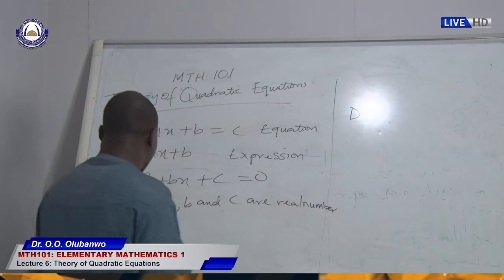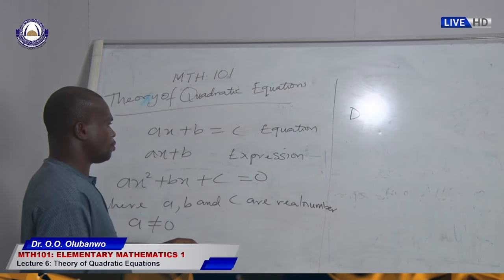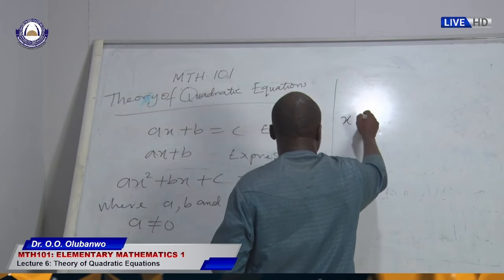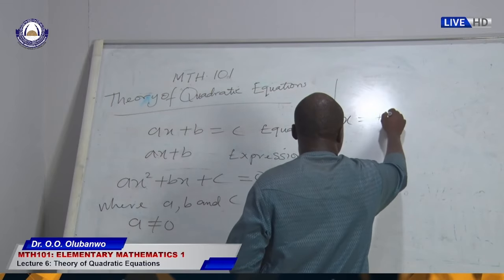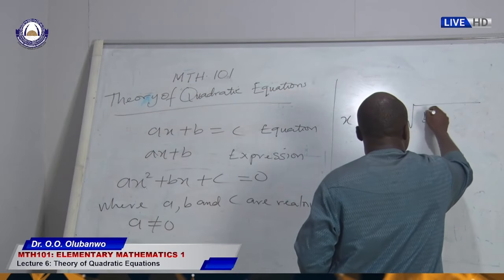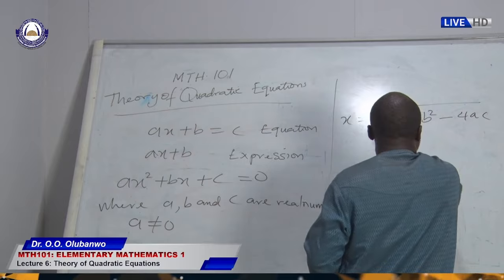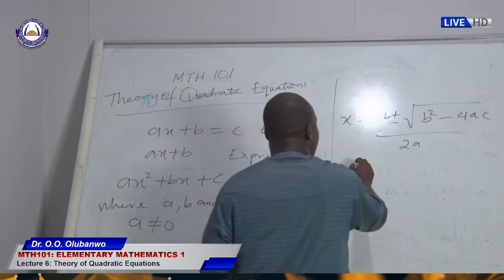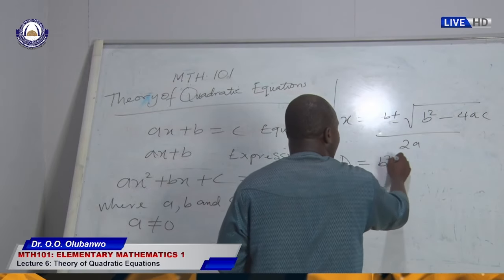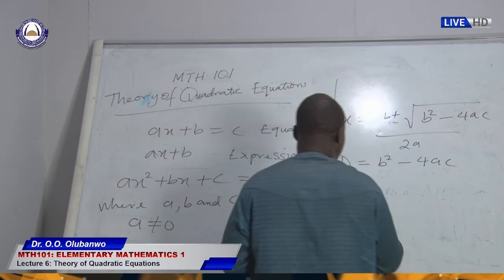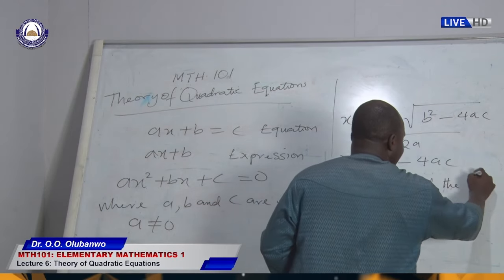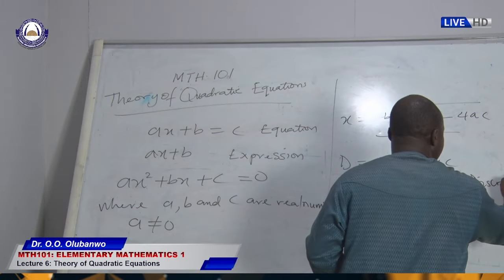Now, let's look at our discriminant. What is the discriminant? If we solve a quadratic equation, naturally we have our solution in the form x equals minus b plus or minus the square root of b squared minus 4ac, all over 2a. Now, our discriminant D equals b squared minus 4ac. Our D is called the discriminant.